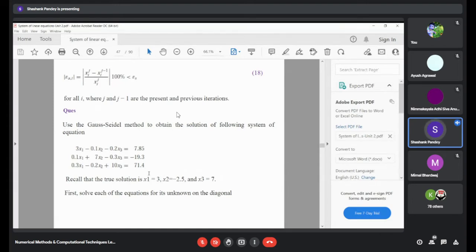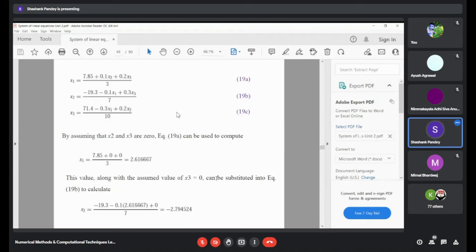The solution of these three equations in three unknowns is x1 equal to 3, x2 equal to minus 2.5, and x3 equal to 7. By the Gauss-Seidel method we can write these as 19a, 19b, and 19c. If we do not know any solution, we can assume x2 and x3 as 0 and get the value of x1 as 2.61 something, and x3 we have assumed to be 0.